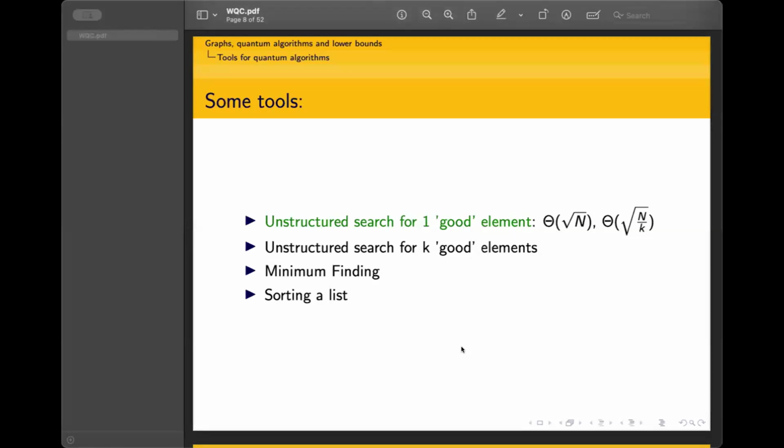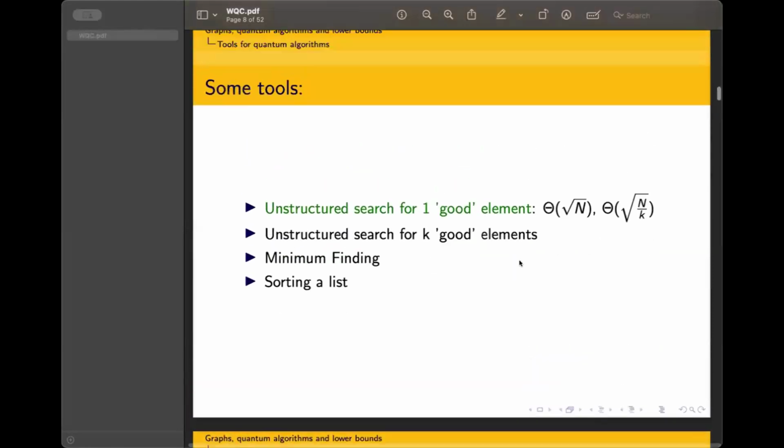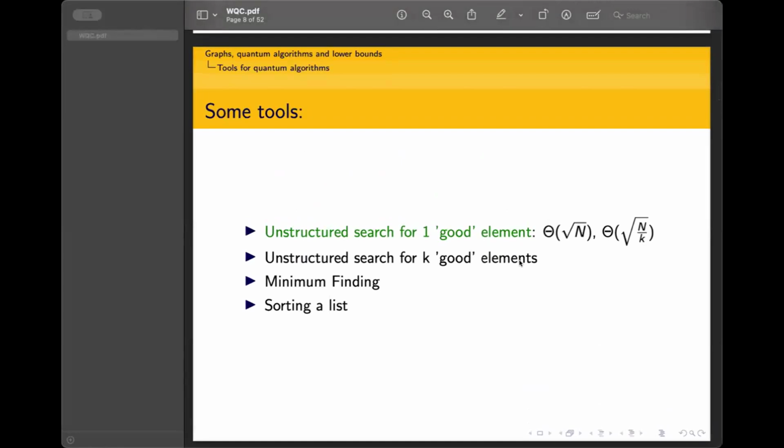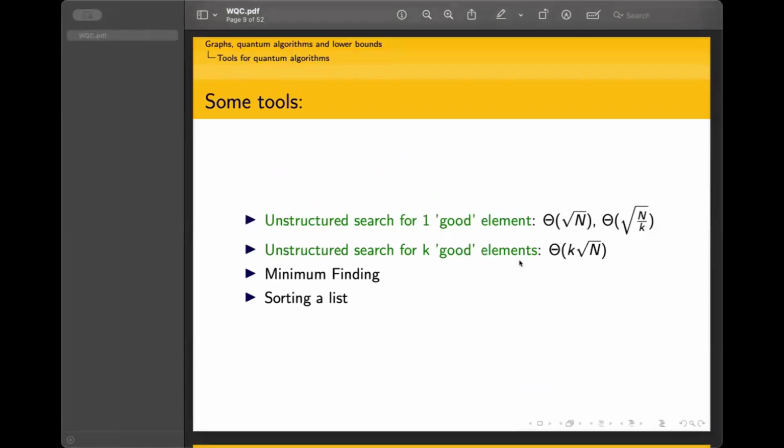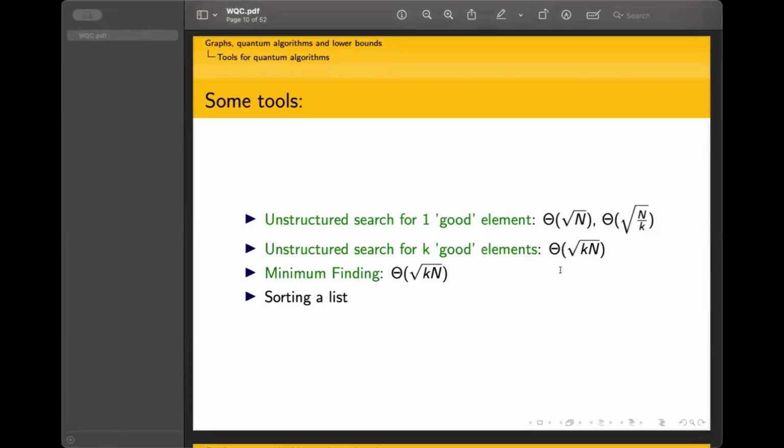And then unstructured search for k good elements. So if you want to output k elements, not one element, sorry. If you want to output k good elements of the list, not just find one of them, you need, that's not correct. That should be under the square root. I'm sorry. Yes, it's here, it's correct. A typo, I guess, during the presentation. So you need square root of k times n queries to your list to output k good elements.